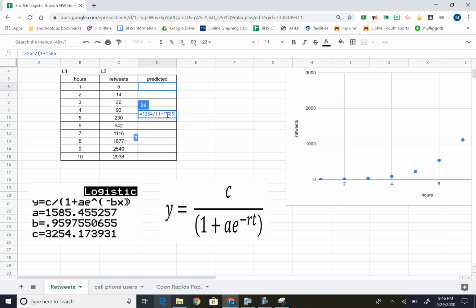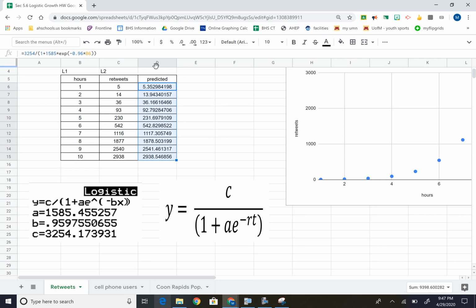1585 times shift 8, so we need an asterisk there, E, it's going to be EXP to the negative B, and it says B is 0.959. So I'm just going to round that to 0.96 times X. So shift 8, and then X is our number of hours. So I'm going to click on our hours cell. I got B6 there. So if I hit enter, I get a predicted value of 5.352984198, and I should be able to click and drag that down for all of our hours there.